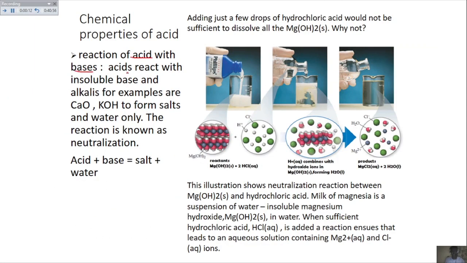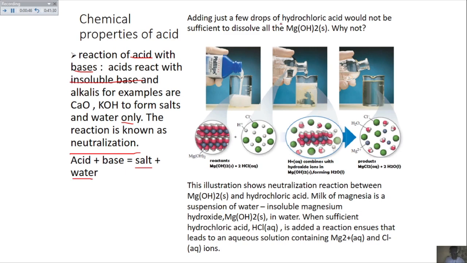Acids react with insoluble bases and alkalis, for example calcium oxide and potassium hydroxide, to form salt and water only. The reaction is known as what? Neutralization reaction. We're talking about the reaction of acid with what? Base. This can be either insoluble or an alkaline solution, the one that is soluble, to form what we call salt and water.